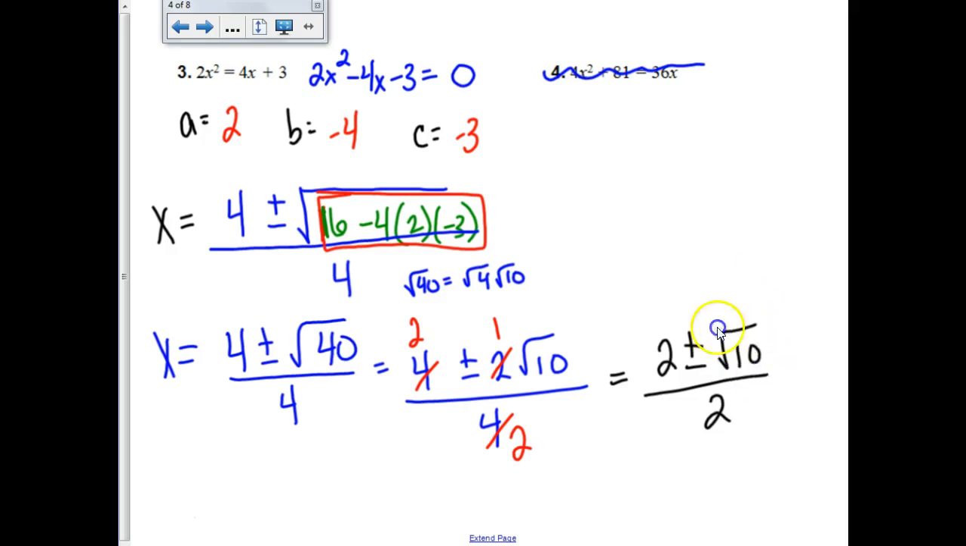Notice I did not divide the 10 by 2. I didn't make this a 5. That's because it's not a 10, it's the square root of 10, which is a total different number. So right there are your 2 answers. Kind of ugly, but that's all right.